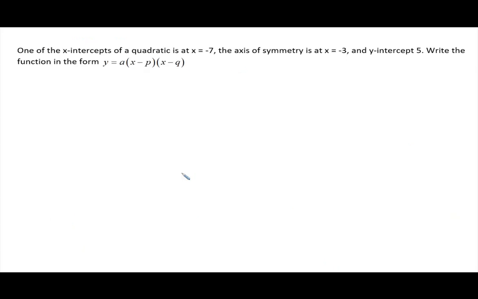All right, so let's take a look at this next example. This question says, one of the x-intercepts of a quadratic is at x equals -7. The axis of symmetry is at x equals -3, and the y-intercept is at 5. Write the function in the form, and then they give us x-intercept form here.